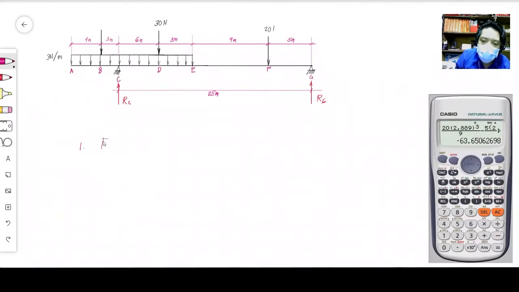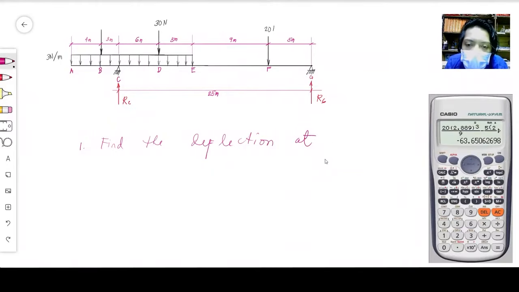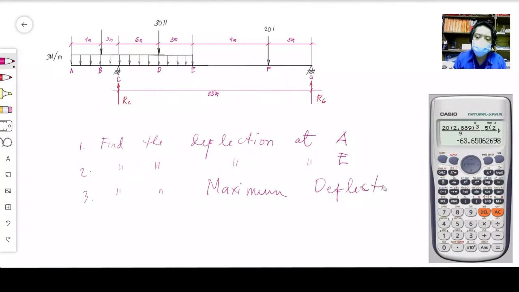Okay, I will write it here. Number 1, find the deflection at A. Number 2, same, find the deflection at E. And number 3, find the maximum deflection. Okay, this is your assignment. This is to be submitted next Friday. I will give you the link for submission.